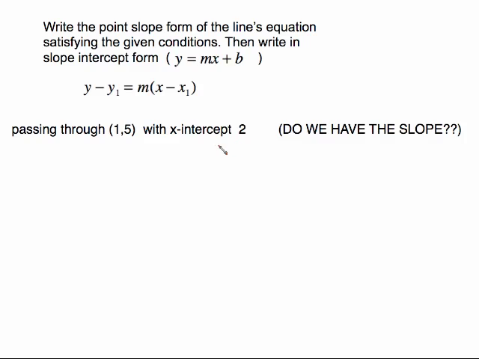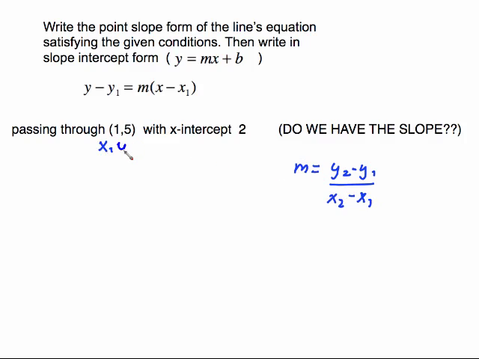Similar problem, you may think it's more difficult, but it is not. First off, we're going to pass through the point 1,5, and it has x-intercept 2. Well, do we have the slope? And the answer is no, we don't have the slope. Nowhere in the problem does it say the slope is blank, so we're going to have to find the slope. To find the slope, we have to use this formula, y sub 2 minus y sub 1 over x sub 2 minus x sub 1. And you may think, wait a minute, I don't have 2 points. I've got 1 point right here.